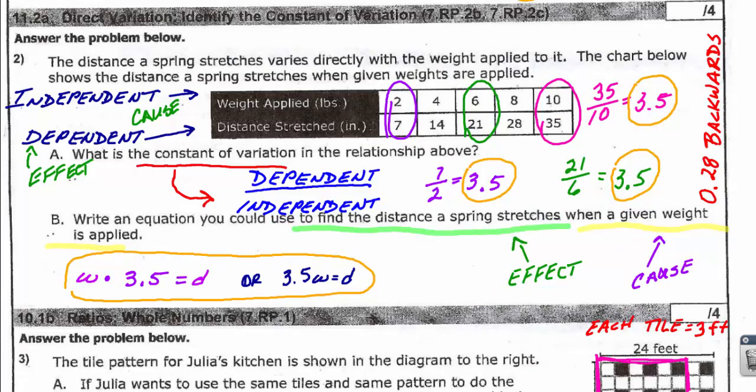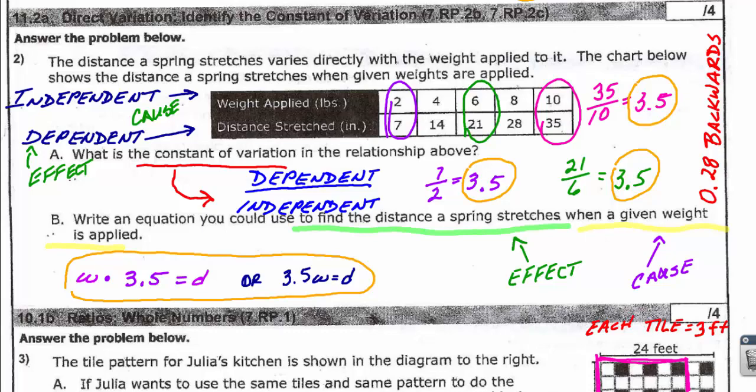Okay, on to problem 2. So in problem 2, the question asks you to look at the amount of weight applied and the amount of distance that a spring stretches and find a constant of variation. So we first need to decide which is the independent and which is the dependent. And the independent is the weight. That's the cause. The dependent is the effect, and that's how much the spring is stretching. The weight causes the spring to stretch, not the other way around.